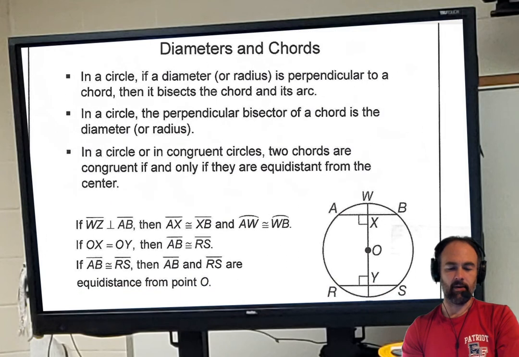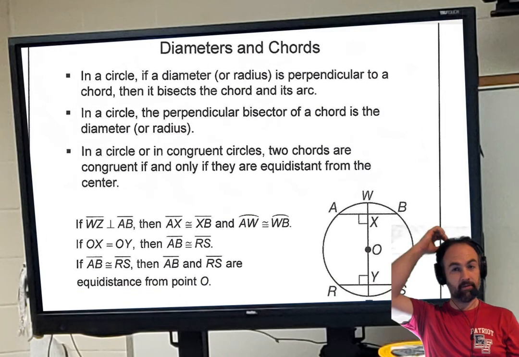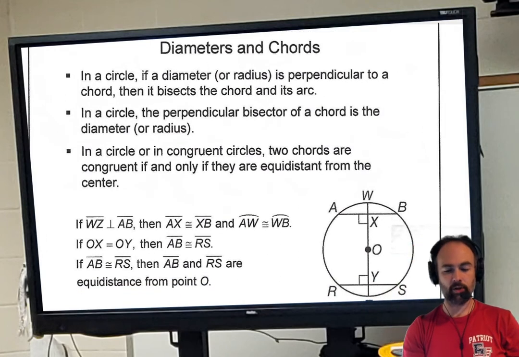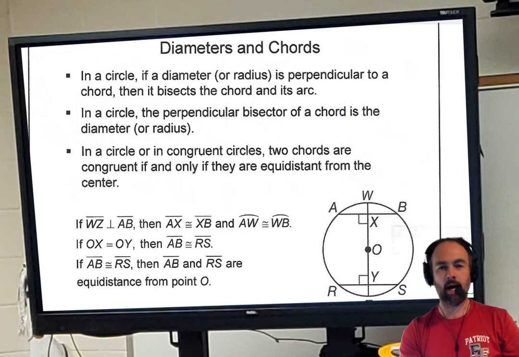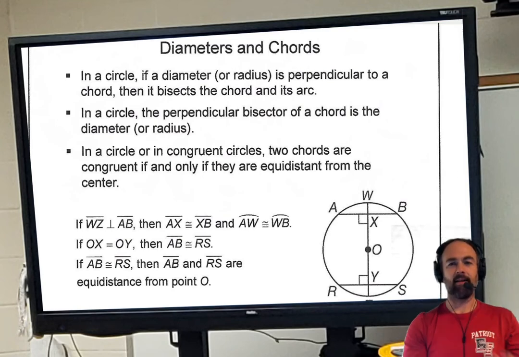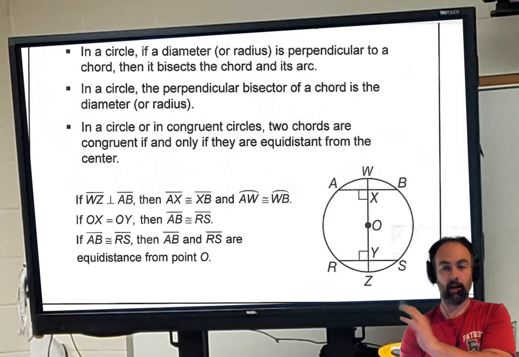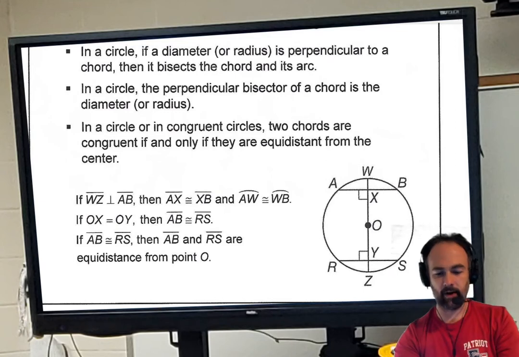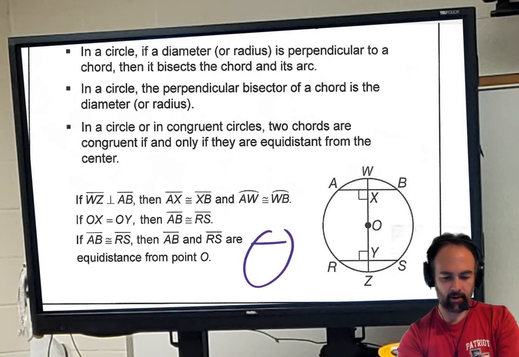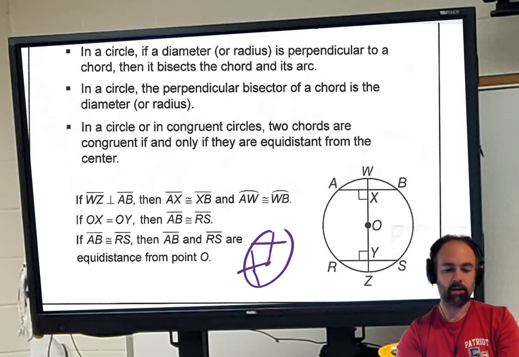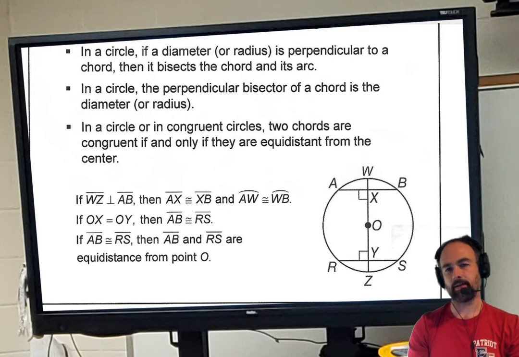Okay, now this thing looks confusing at first. Here's what I want to make sure you don't get caught up on. Do not get caught up on the idea that from W all the way down to Z is a diameter. They could be going off at different angles. For example, it could have been something like that, and all these properties would still apply. So don't get caught up on the idea that WZ is a diameter.